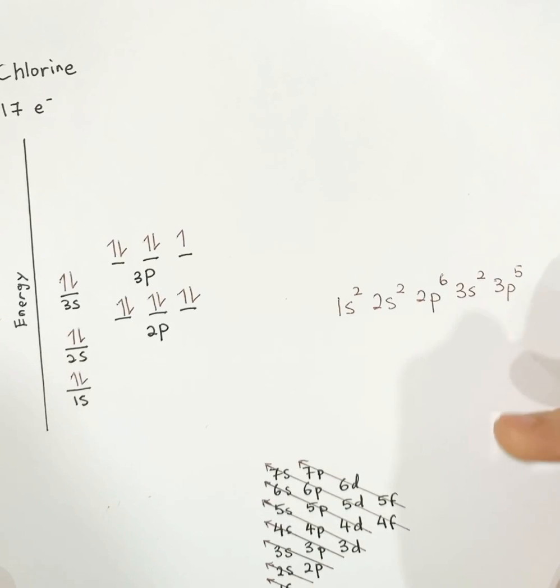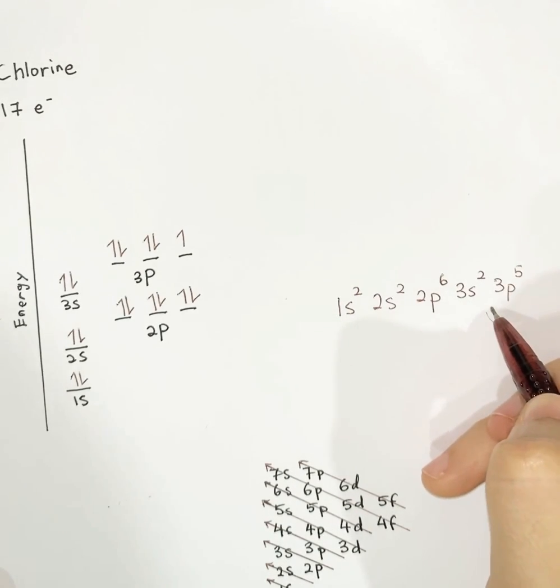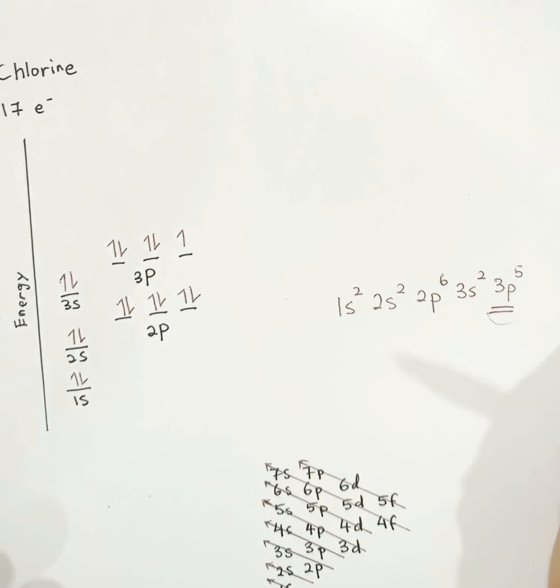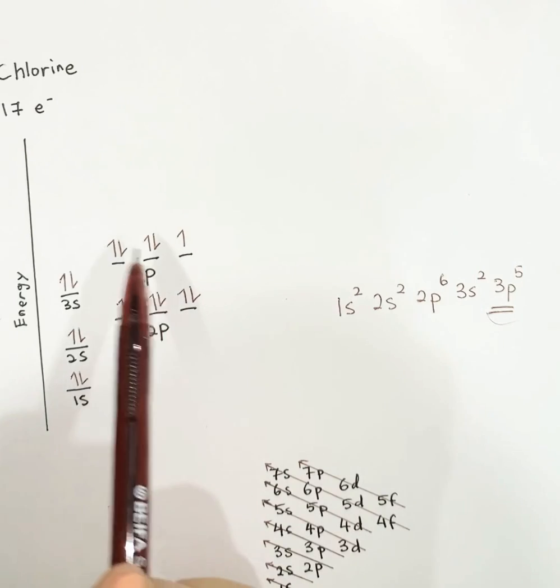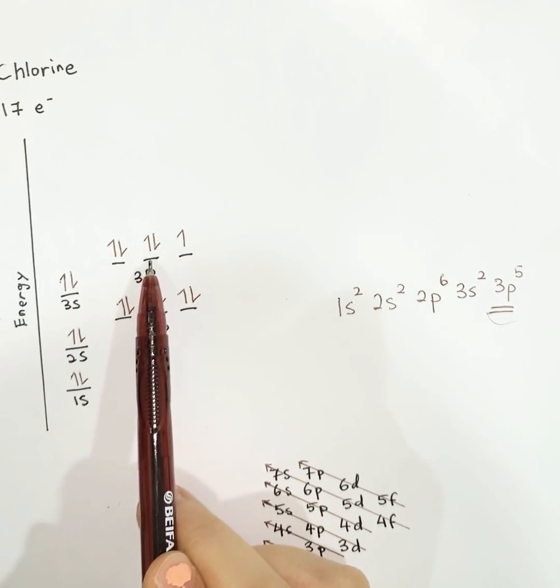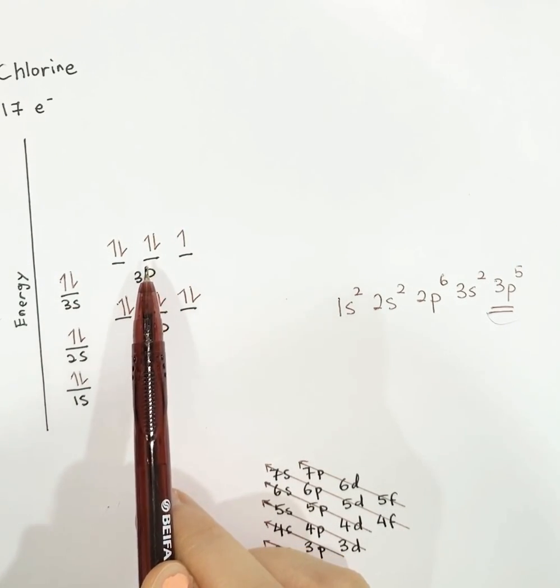Okay, so we know the final electron enters the orbital at 3p5. The fifth electron in the p orbital enters this one. Now I'm going to show you how we can find its quantum numbers.